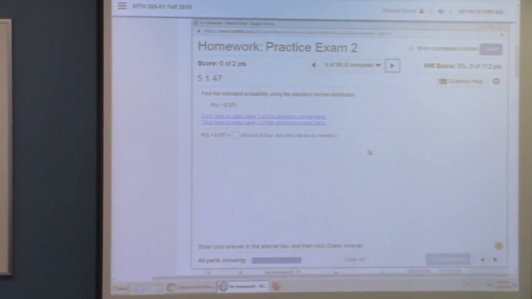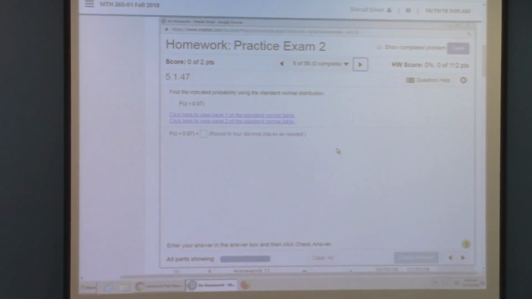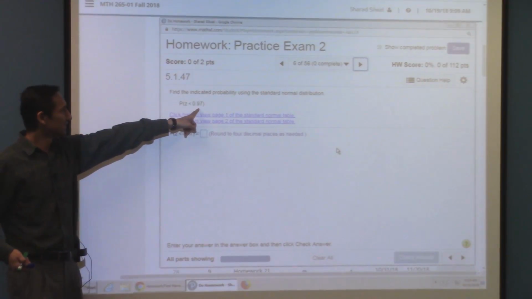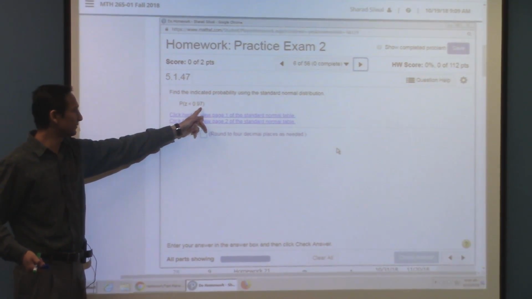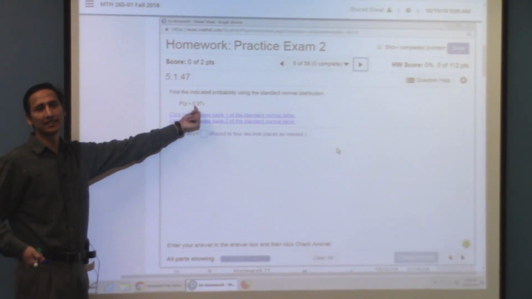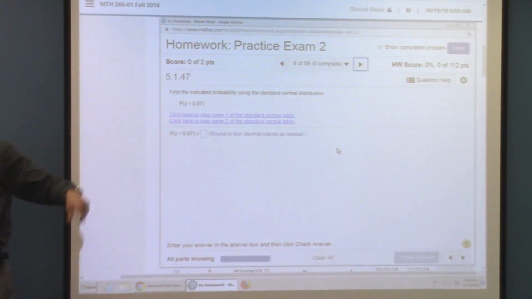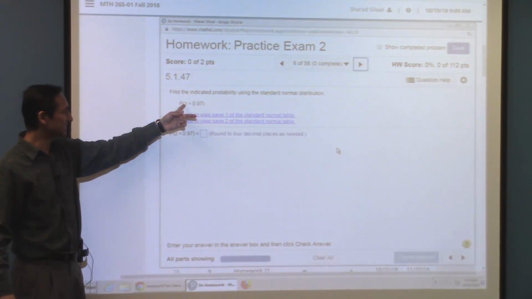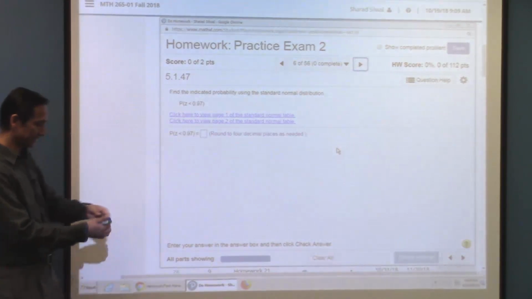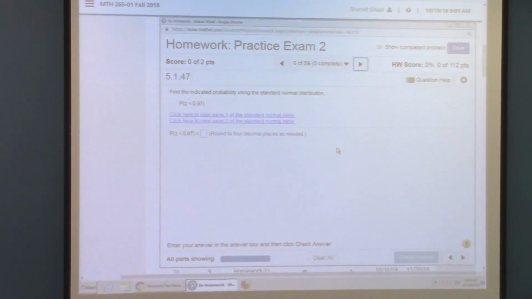Find the indicated probability using the standard normal distribution. That means Z, right? Standard normal Z. So you need to go stat, calculators, and normal, and by default it will give you standard normal, which means 0 mean, standard deviation 1, and use this Z score 0.97 to compute the area to the left of this score. In other words, what's the probability of obtaining a Z score less than 0.97?